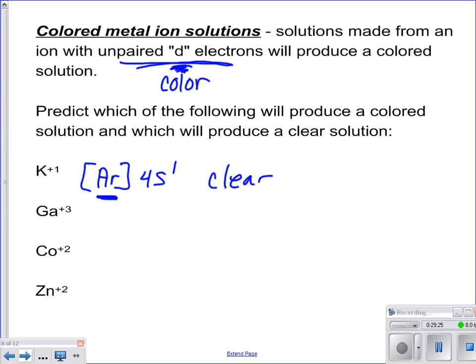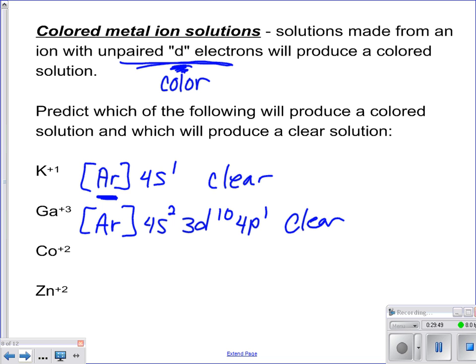All right, gallium with a +3. So for gallium with a +3, again, we're going to go to argon, and we're going to go to 4s2, 3d10, 4p1. Any unpaired d's? Nope. So it is clear.